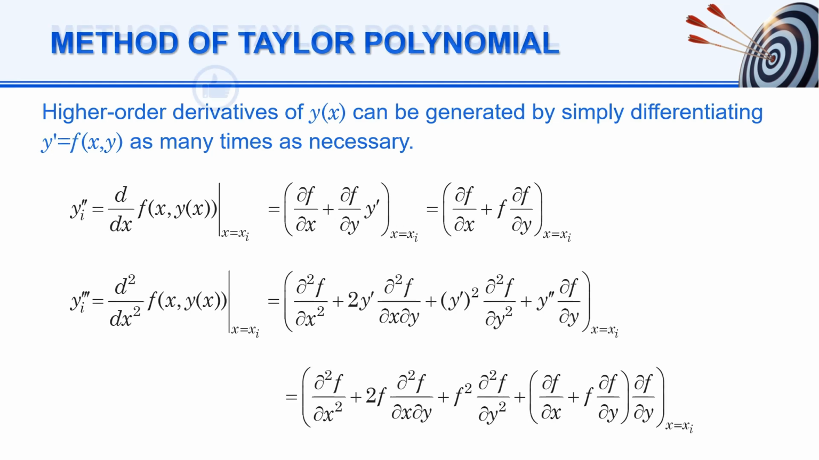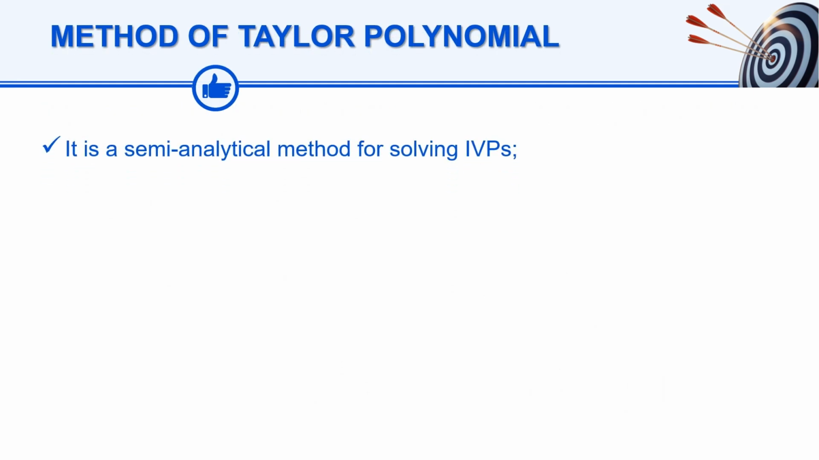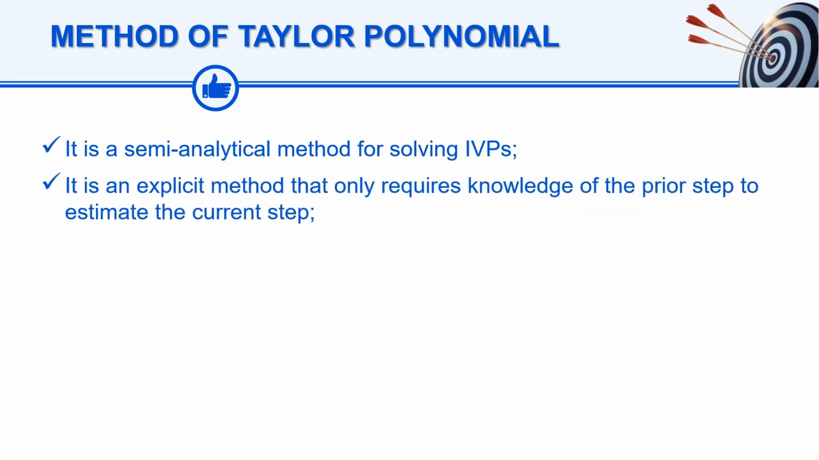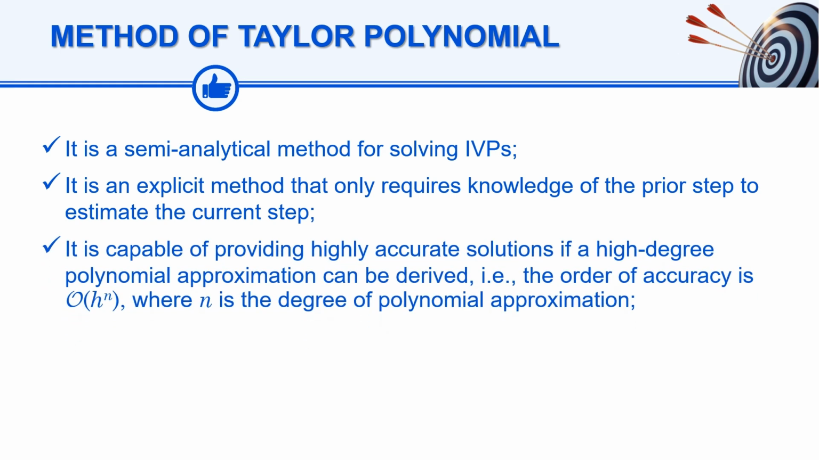The advantages of the method are: it is a semi-analytical method for solving initial value problems. It is an explicit method that only requires knowledge of the prior step to estimate the current step. It is capable of providing highly accurate solutions if a high-degree polynomial approximation can be derived, i.e., the order of error is n, where n is the degree of polynomial approximation.